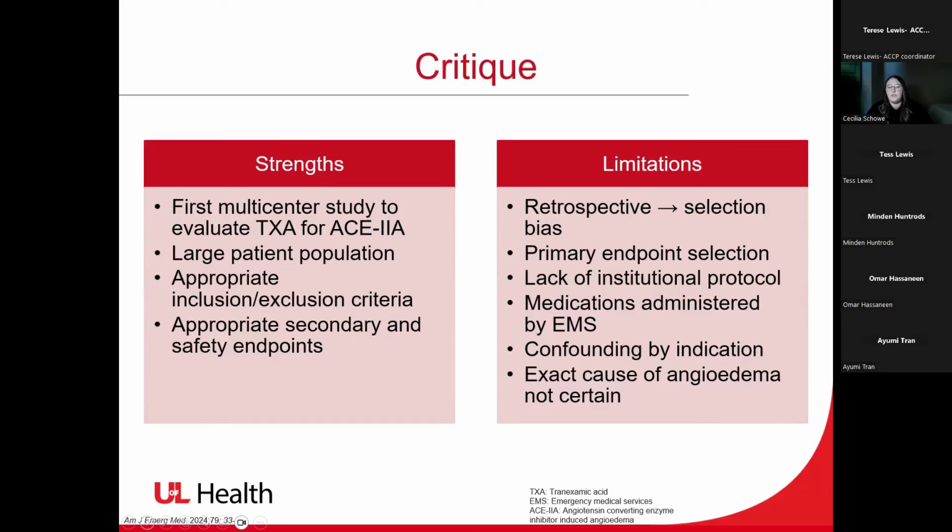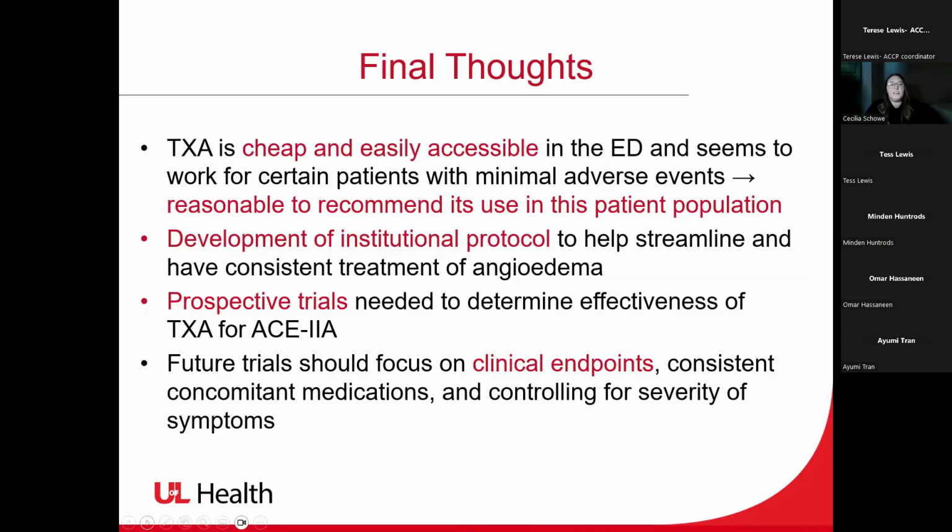Also, a lack of institutional protocol. So there was no criteria for which patients got which medications. So that exponentially increases our confounding variables. Also, medications administered by EMS were not able to be collected. So some of these patients may have received additional doses of some of our antihistamine meds or potentially epinephrine or steroids. And then the exact cause of angioedema is again not 100% certain with this retrospective study. So while they did have a prescription for an ACE inhibitor, we still can't conclude that it was 100% due to the ACE inhibitor. So it kind of brings me to my final thoughts and conclusions.